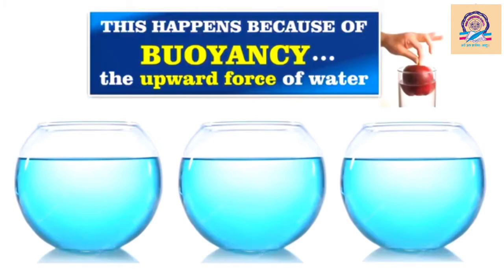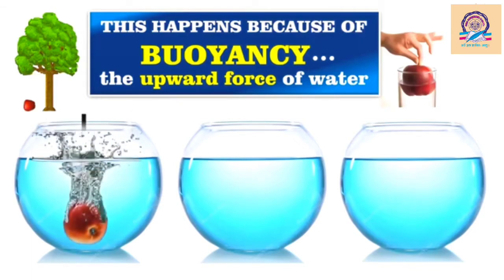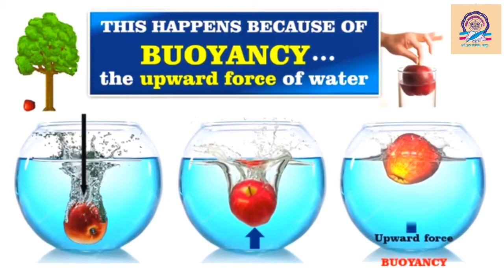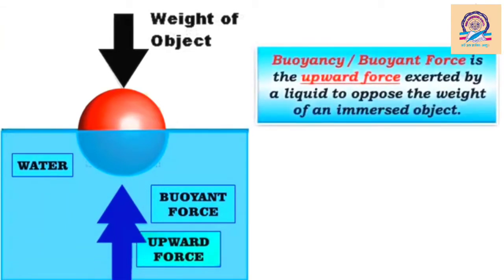Let us try to understand what is buoyancy. When an apple falls from a tree, where does it go? Naturally, it comes down to earth because the earth pulls everything towards itself. Now, what will happen if I drop the apple in water? The apple will try to go down, but the water also has a force which pushes things upwards. This upward force of water is called buoyant force or buoyancy. Buoyancy, or buoyant force, is the upward force exerted by a liquid to oppose the weight of an immersed object.